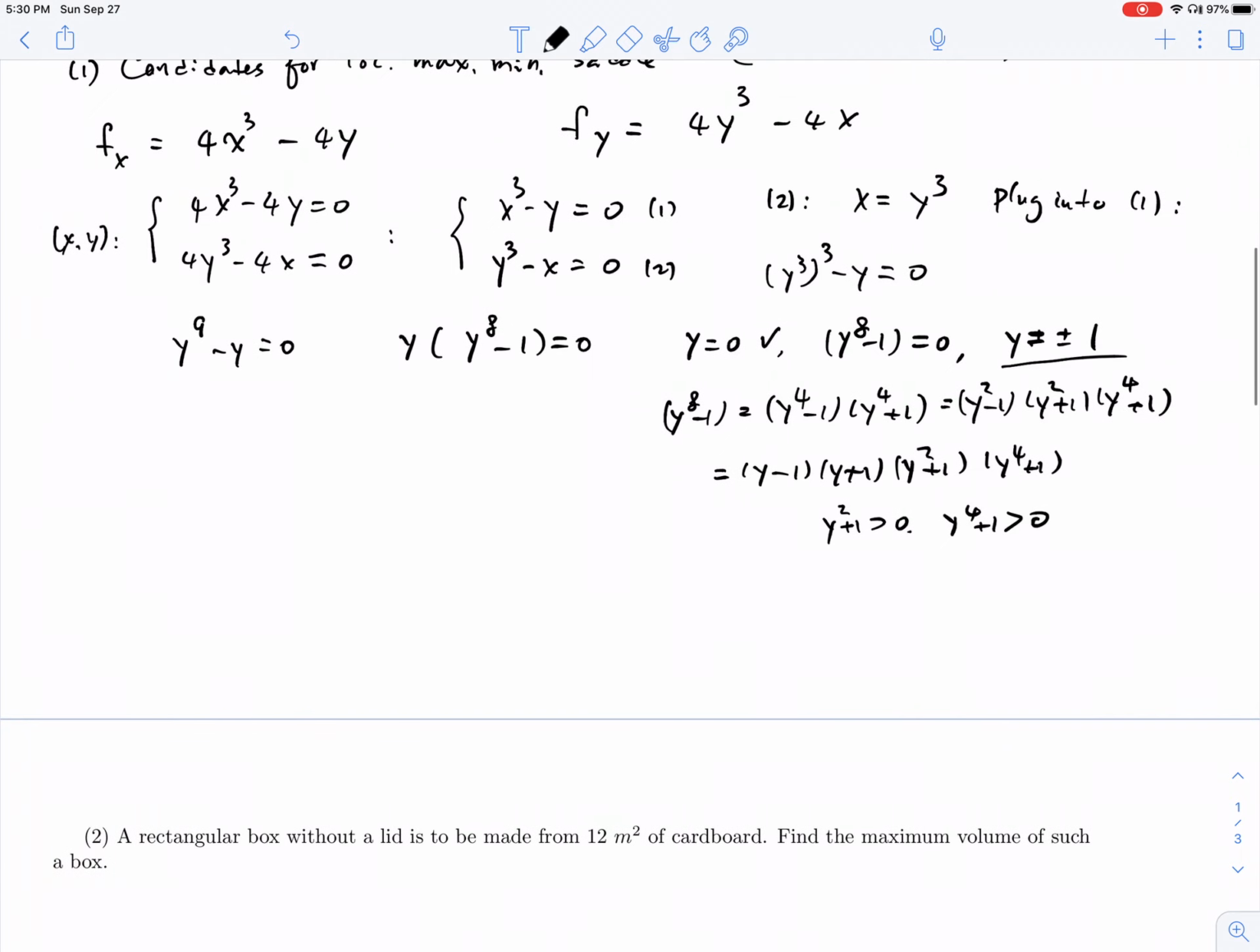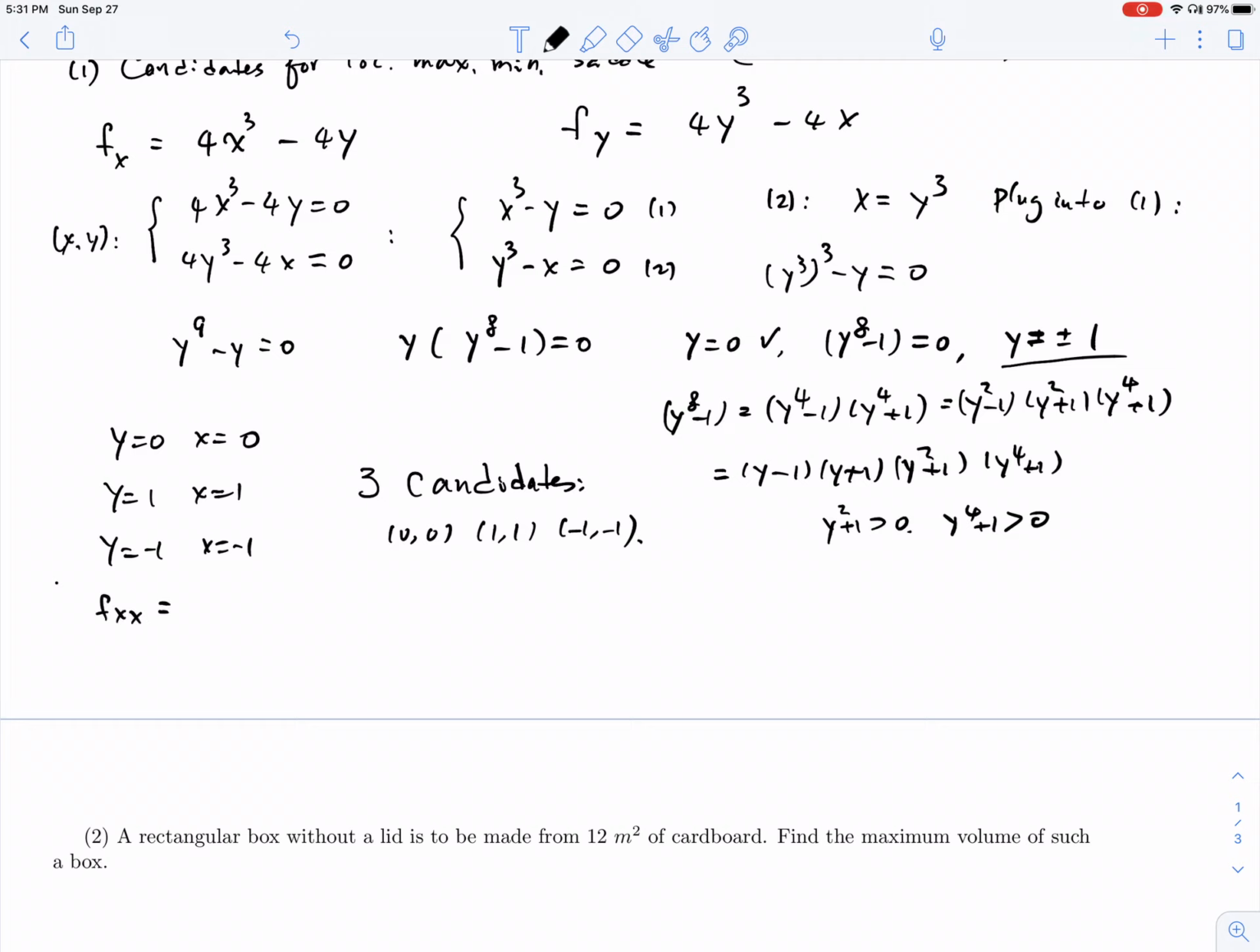Okay, so once we have y, we plug back and we get x. So we have y is equal to 0, x is equal to 0; y is equal to 1, x is equal to 1; y is equal to -1, and x is equal to -1. So we have three candidates, right? And we have 0, 0, 1, 1, and -1, -1. Now we need to calculate D and also the second derivatives. Let's see if we can actually fit it over here.